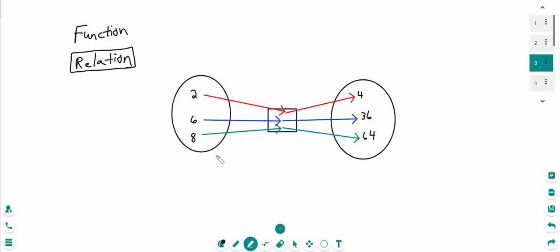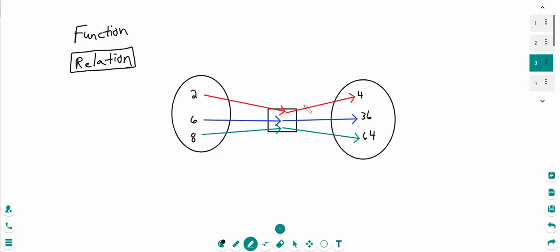So, for example, if I have in this first circle the 2, 6, and 8, okay, that's a set of items, all right? And then you can see I've mapped it to the second circle, which also has a set of numbers in there. And the 2 gets mapped, or you might think of it as gets connected to, or it relates to the 4. So the 2 relates to the 4, the 6 relates to the 36, and the 8 relates to the 64. Okay? That's all a relation is.